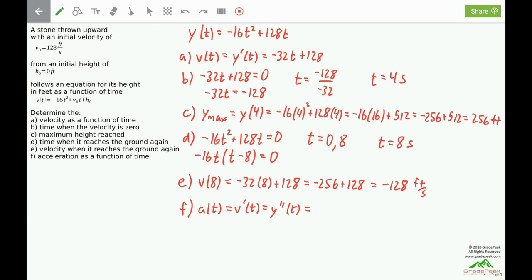The first term is a constant times t. The derivative will be a constant, so it'll be negative 32. The second term is a constant with no t. The derivative of that is 0. So we have negative 32. The units of acceleration will be the length unit of feet, and then over the time unit squared, time in seconds. So negative 32 feet per second squared.